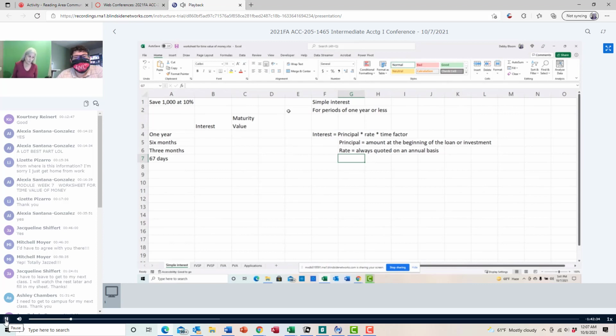Super, super important concept. And I'll teach you how to annualize rates as well, which is super easy to do in Excel. You just bring up the function and it just does it for you. So finally, the time factor becomes: what fraction of a year is the loan active?